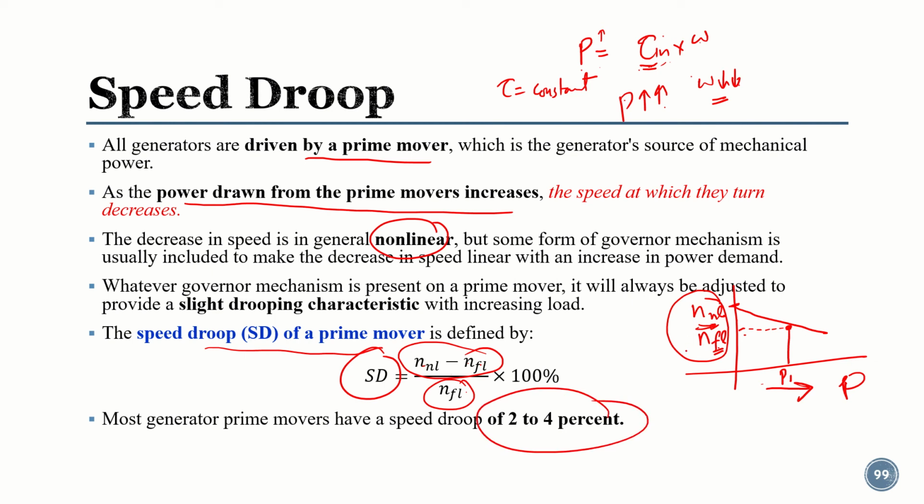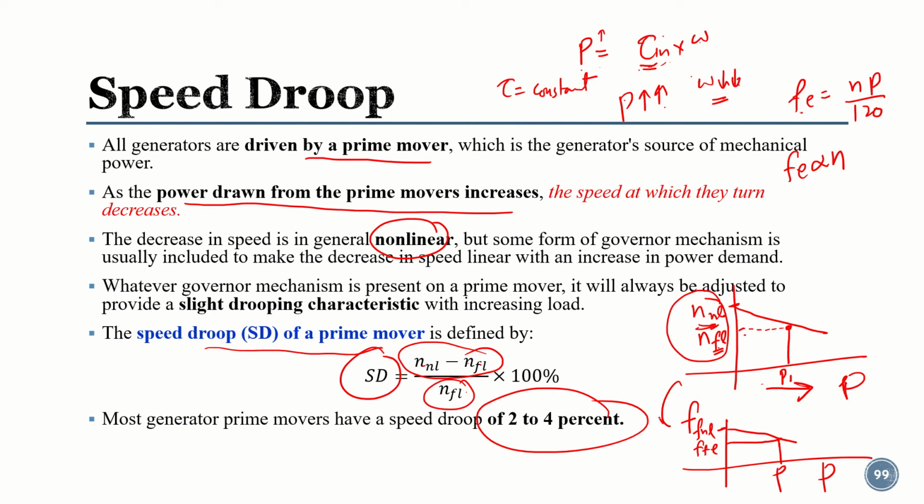We also know very well that we have a relationship between electrical frequency and the mechanical speed, that is, f = P n over 120. So electrical frequency is directly proportional to the speed. We can also draw the relationship for frequency: we have a no load frequency, and when the power is increasing, we will have a drop to the full load electrical frequency. So that will be the relevant frequency graph. This is a very important thing.